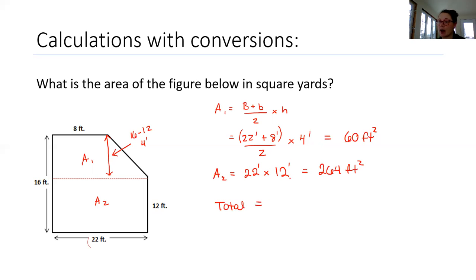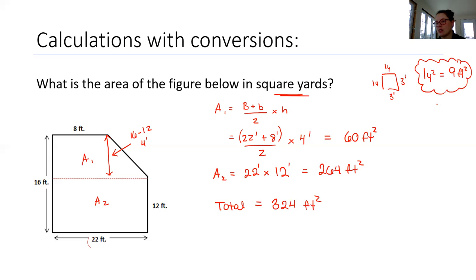Total, we add area 1 plus area 2 together, and we get 324 feet squared. Now, we want to know in square yards. Do you remember the formula for square yards? 1 yard by 1 yard is the same as 3 feet by 3 feet. So 1 times 1. So 1 yard squared has to be equal to 3 times 3, which is 9 feet squared. This one is a memorize it.